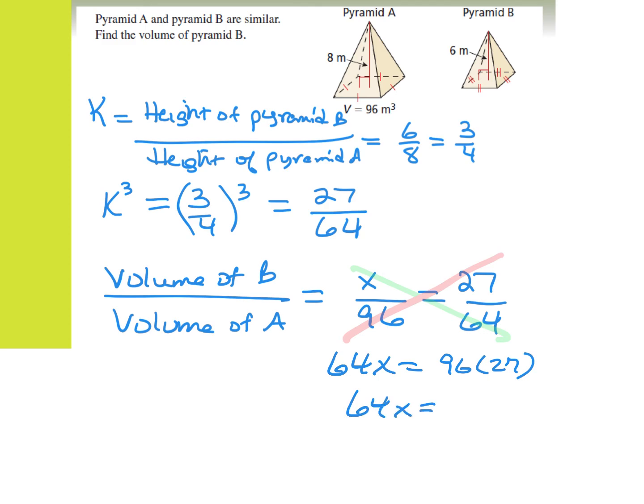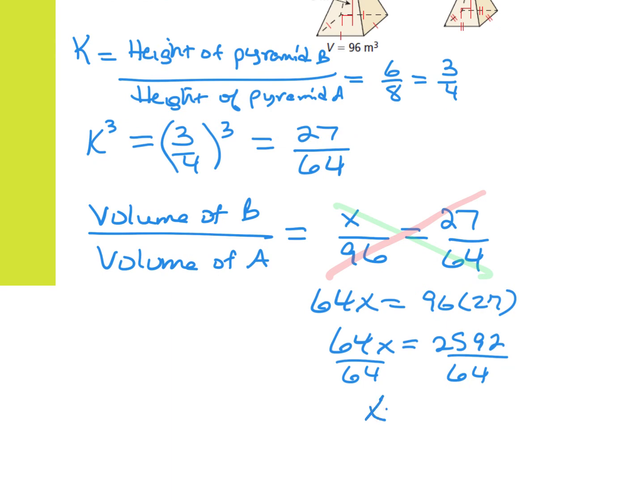64x equals 96 times 27, 2,592. Divide both sides by 64, and x equals 40.5, and these were meters cubed. So this is the volume of pyramid B.